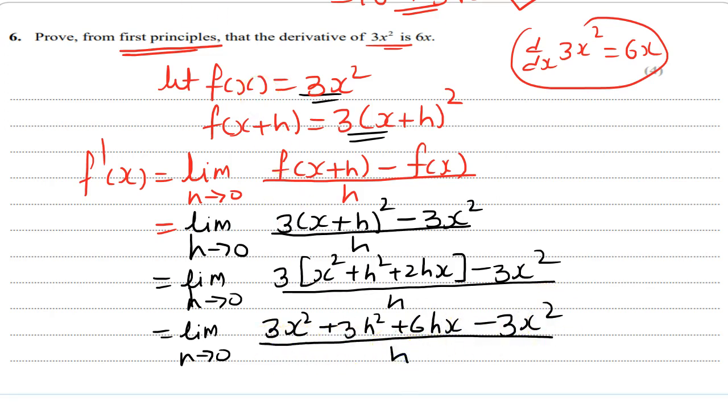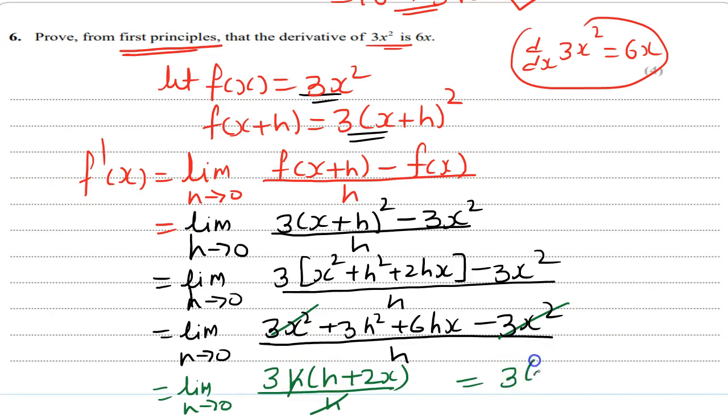divided by h. So the minus 3x² and plus 3x² cancel, and here we can take 3h outside. If we take 3h outside, it will be h + 2x, divided by h, with the limit as h tends to 0. So this h and h cancel out. If you put h equal to 0 here, it will be 3 times (0 + 2x), and it will be 6x. So that is the derivative of 3x² with the help of first principles, and the answer is 6x.